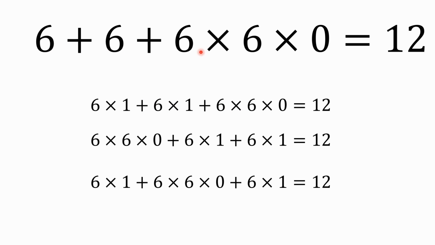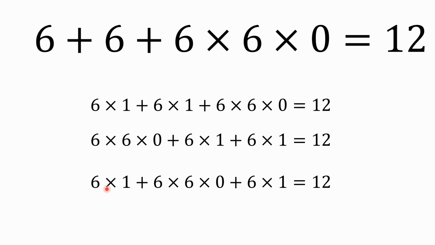6 plus 6 plus 6 times 6 times 0 is 12. So is 6 times 1 plus 6 times 1 plus 6 times 6 times 0. That's also equal to 12. And so if the cashier was to scan them differently, well, 6 times 6 times 0 is 0, plus 6 times 1, that's 6, plus 6 times 1, that's 6. So 0 plus 6 plus 6 is 12.